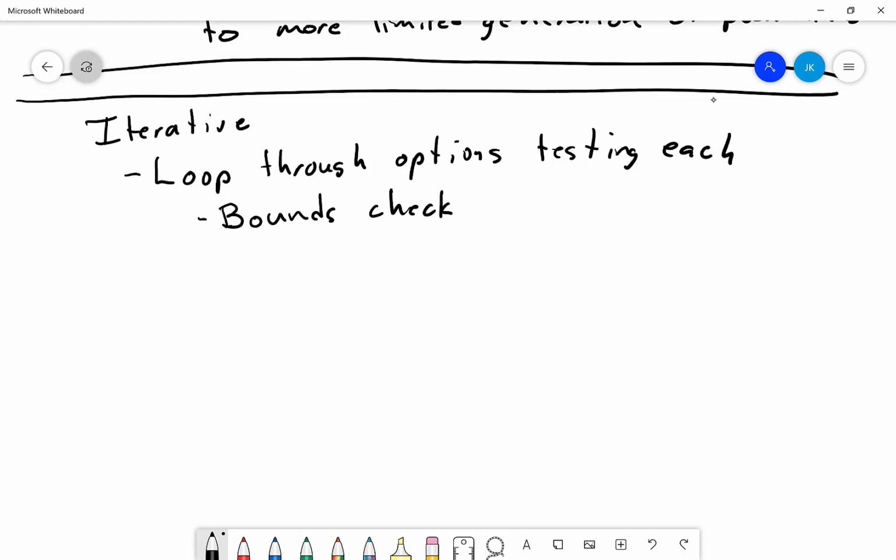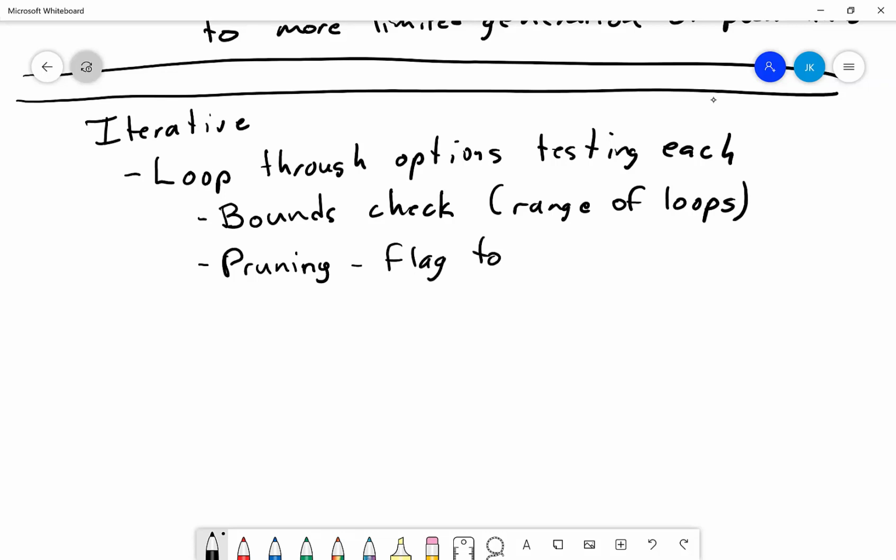So a bounds check is going to be the range of the loops can be set. So you want to limit the range of each of the loops. Remember, if you have nested loops, the number of operations multiply with each other. So you want to handle that. You want to do some sort of pruning. And this is going to mean that typically you'll have a flag to exit early.